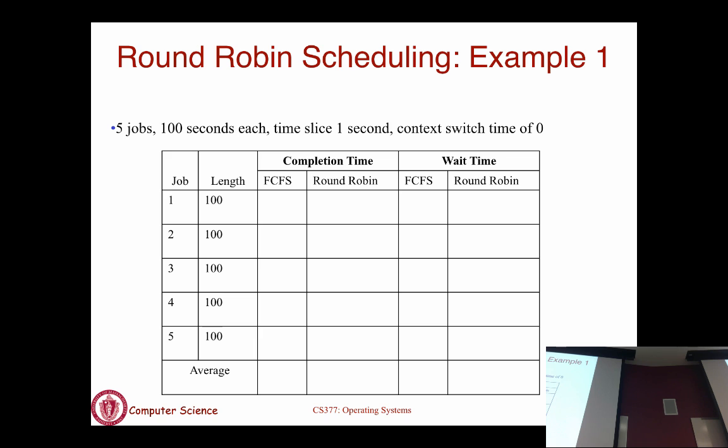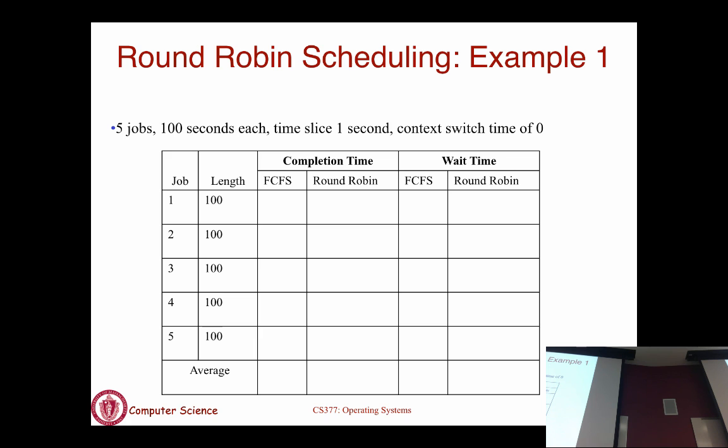Here we are cycling between jobs, and this process will continue. At the end of 5 seconds, each of them has gotten 1 second of CPU time. The time they still need to compute is now 99 seconds, because each of them needed 100 seconds and they all used up 1 second of compute time. So you will repeat. You will again do 1, 2, 3, 4, 5, and so on and so forth.